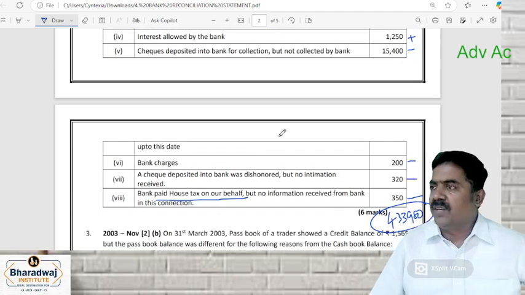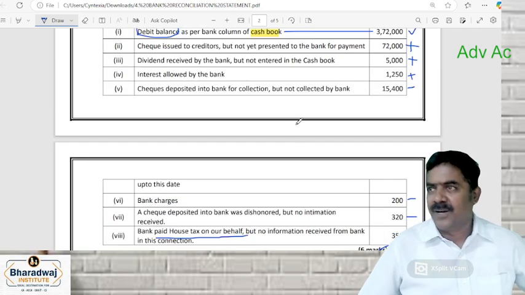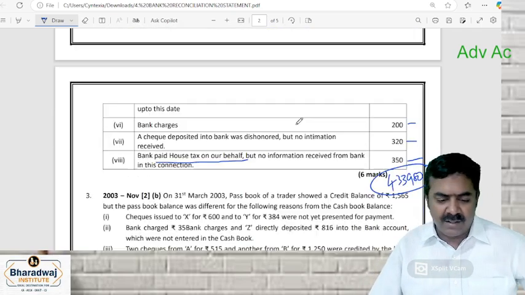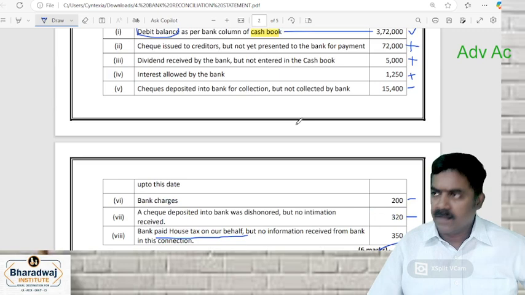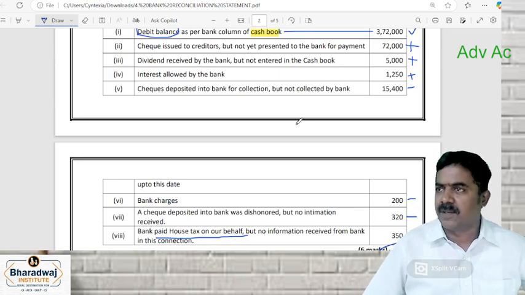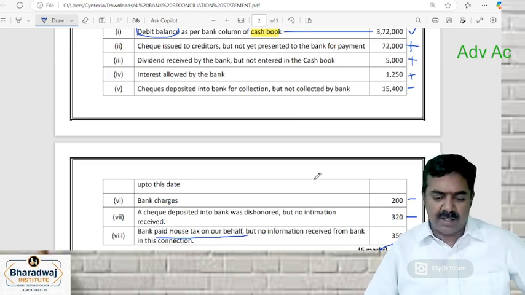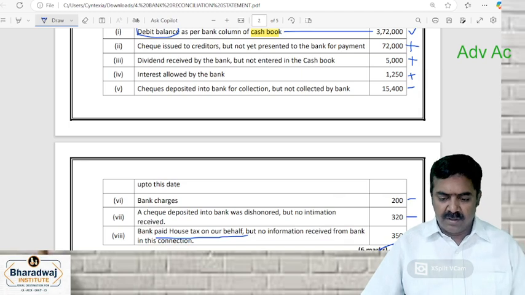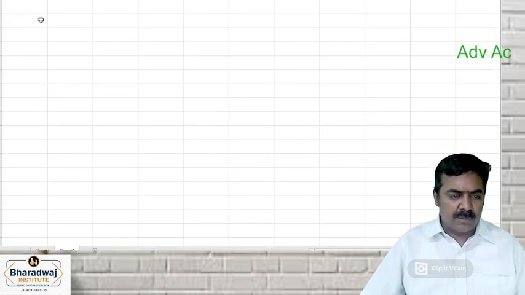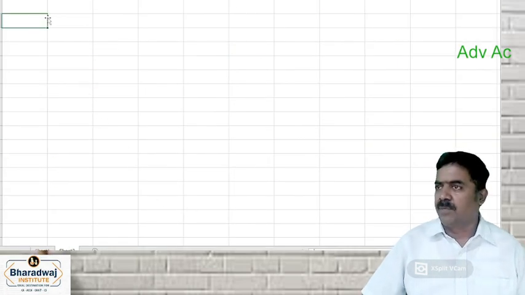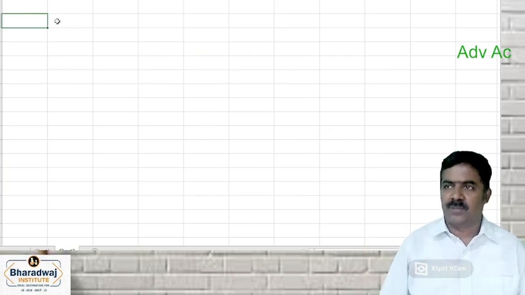So who are we? The customer. According to the banker, we adjust. This is balance as per cash book. Now, it's a problem-cum-solution type. You can do it along with me.